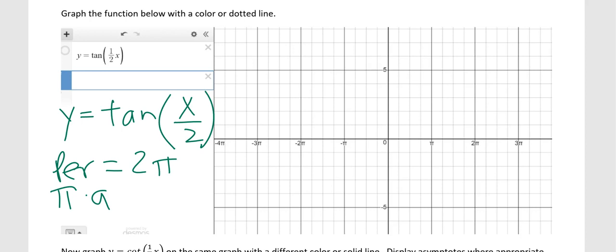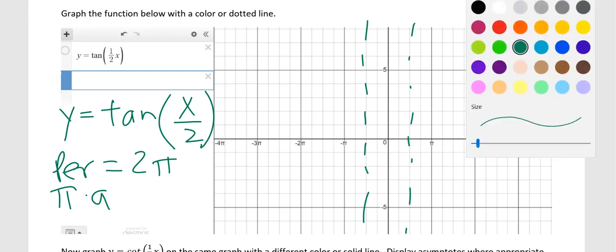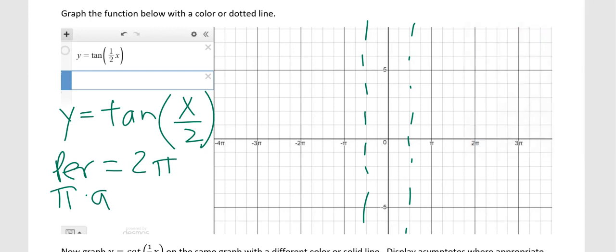So if you took a normal tangent function which has asymptotes right here and right here at pi over 2 and negative pi over 2, and you doubled it, where are they going to land? Pi over 2. If I double pi over 2, what do I get? I get pi. And then I get negative pi.